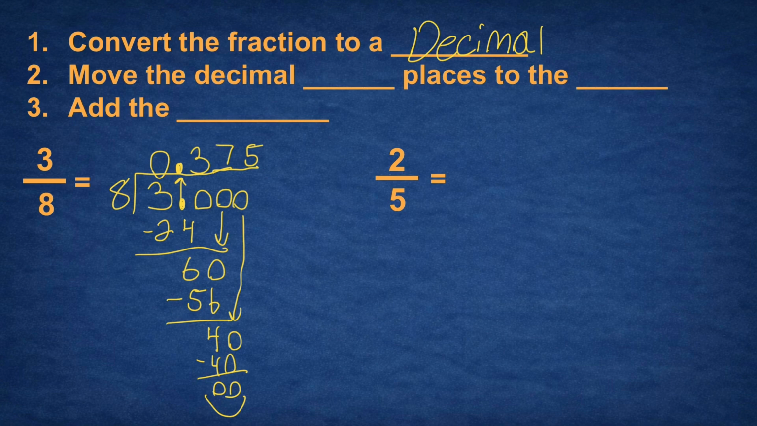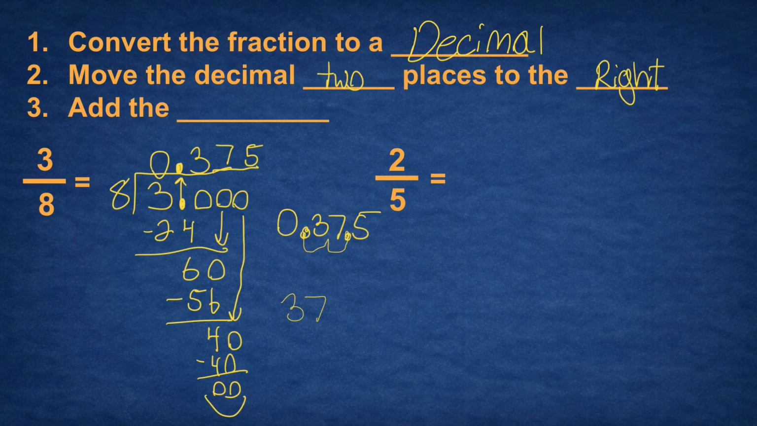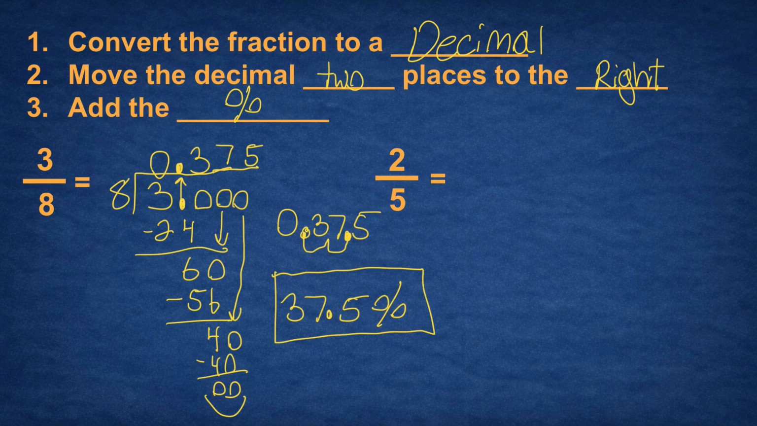My next step is we're going to move the decimal 2 places to the right, and that will essentially give us our percentage. So I'll take this decimal 0.375 and I'm going to move the decimal 2 places to the right. 1, 2. So now I've got 37.5, and my last step is to simply add the percent sign. So 3/8 as a percent is 37.5%.